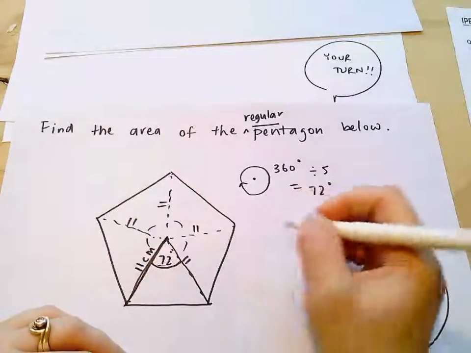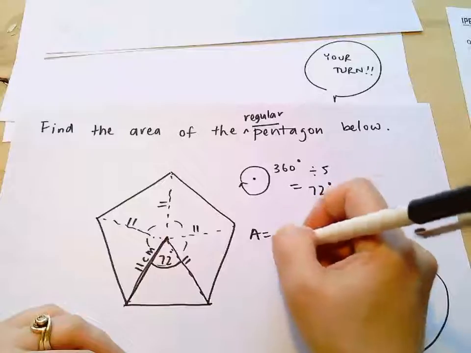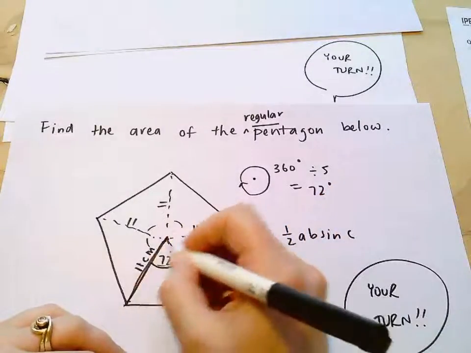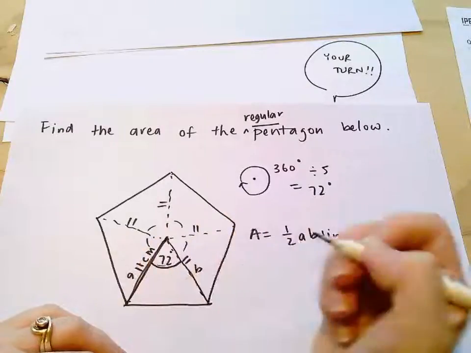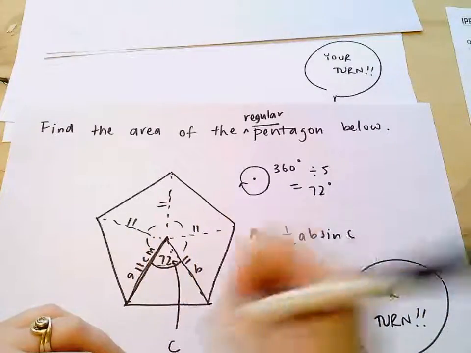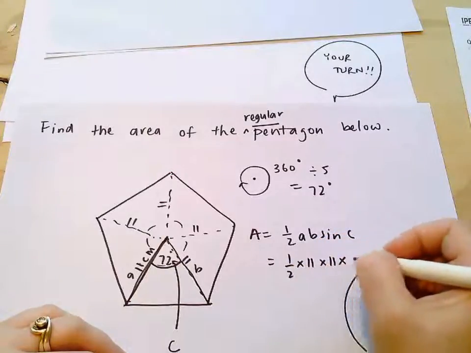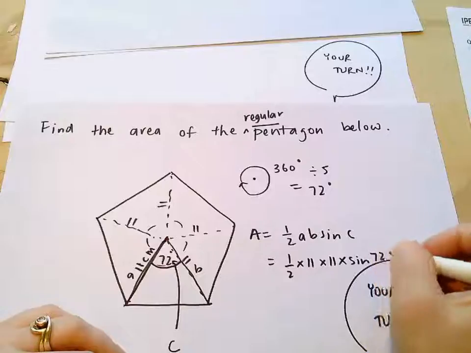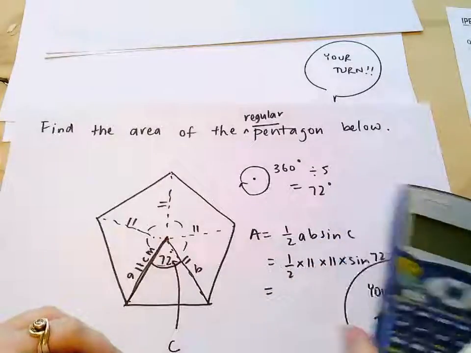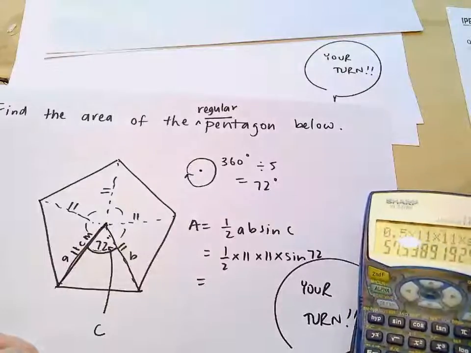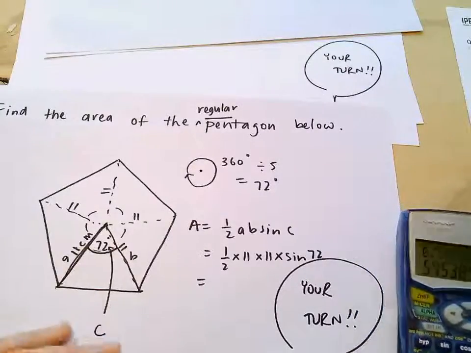Now I can use my formula. Area equals half AB sine C, because I have 2 sides and the included angle. I'm going to label them A and B, and this is my C here. Half times 11 times 11 times sine of my angle, which was 72 degrees. Whack it into my calculator. 0.5 times 11 times 11 times sine of 72, probably can't really see that, gives me 57.538.